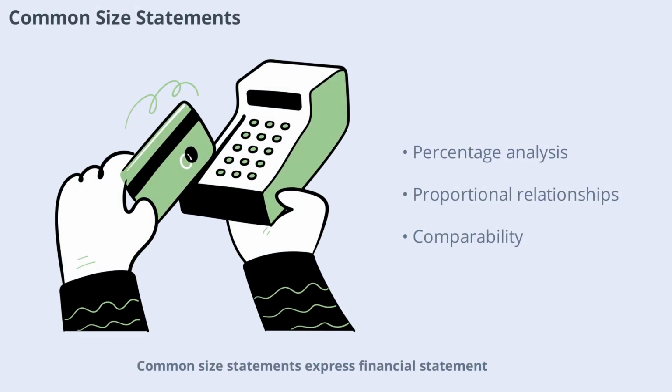Common size statements express financial statement items as percentages of a base figure, such as total assets or sales. This approach simplifies comparison across companies and periods regardless of size. Common size analysis highlights proportional relationships and trends, making it easier to spot anomalies or changes.